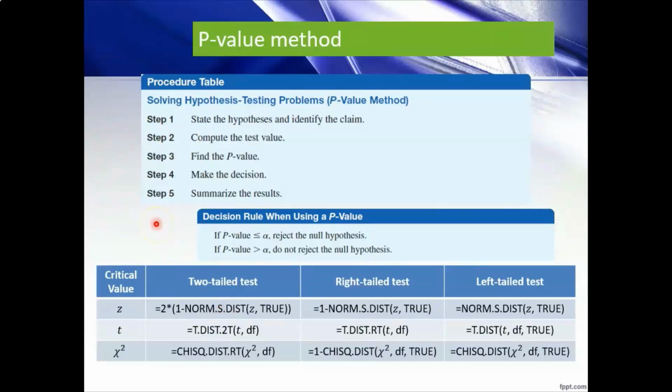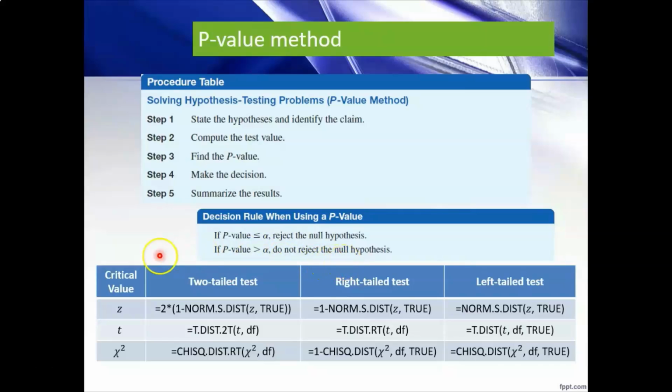The next method is the p-value method. So the important 5 steps is almost similar to the traditional method, except for step 3, we need to find the p-value. So the decision rule when using the p-value method is we need to compare the p-value with the alpha. If the p-value is less than or equal to alpha, the null hypothesis is rejected. And if the p-value is greater than the alpha, then do not reject the null hypothesis.